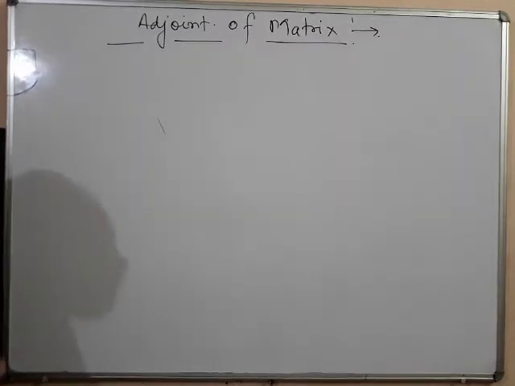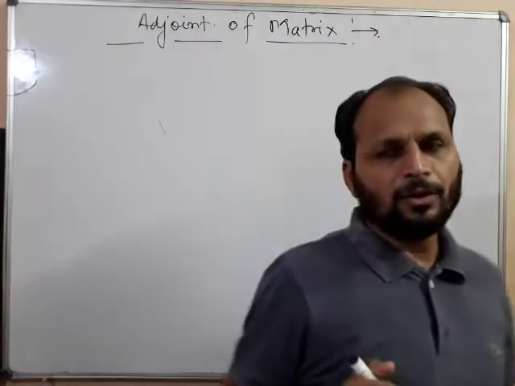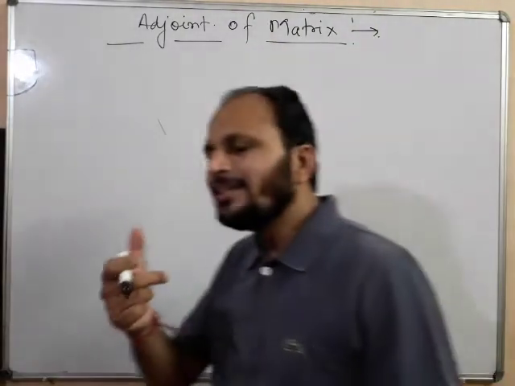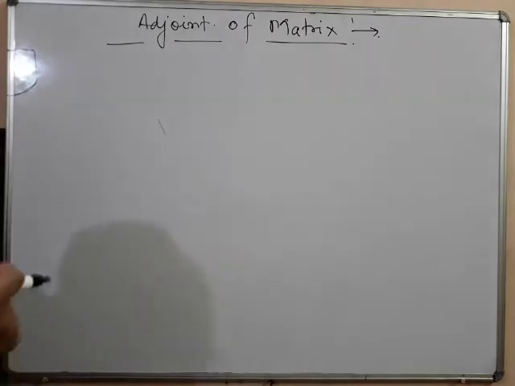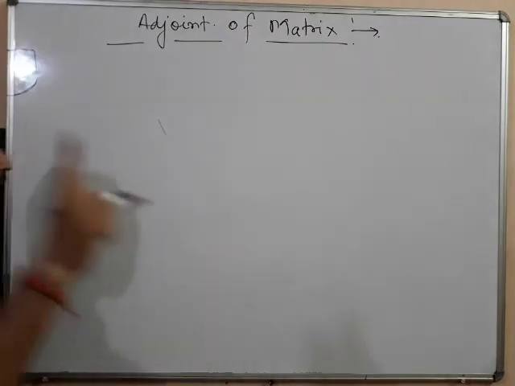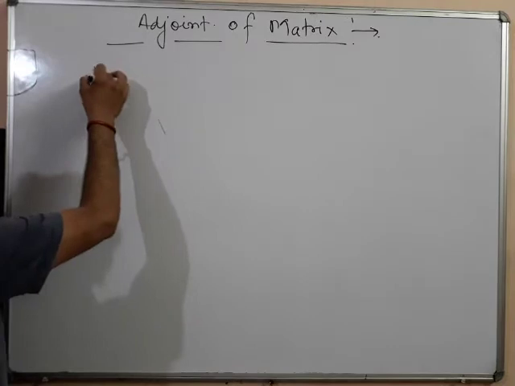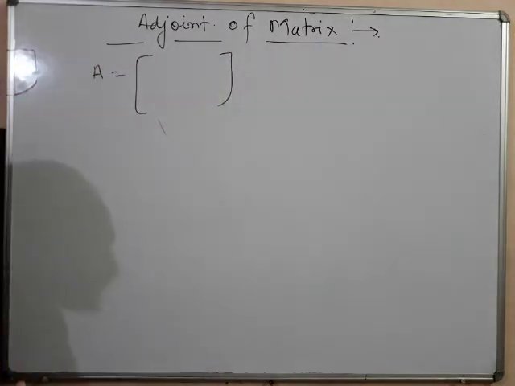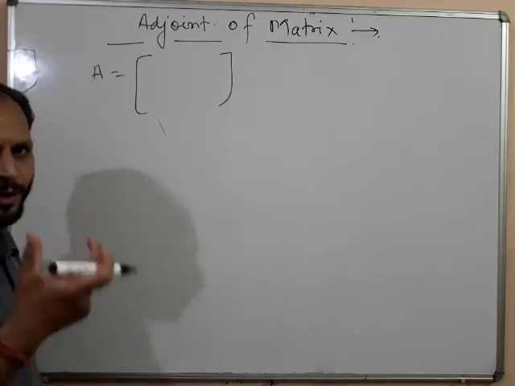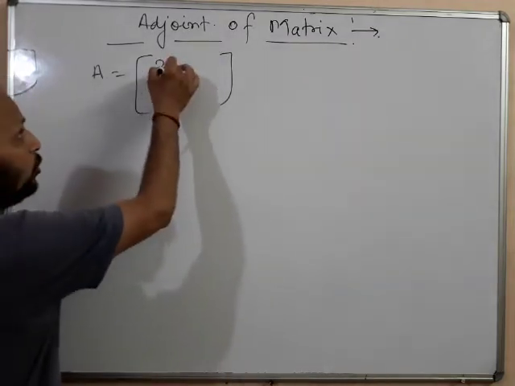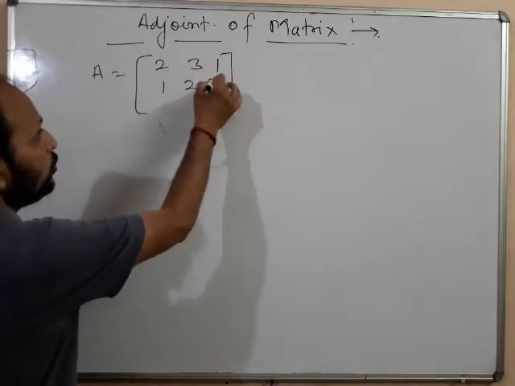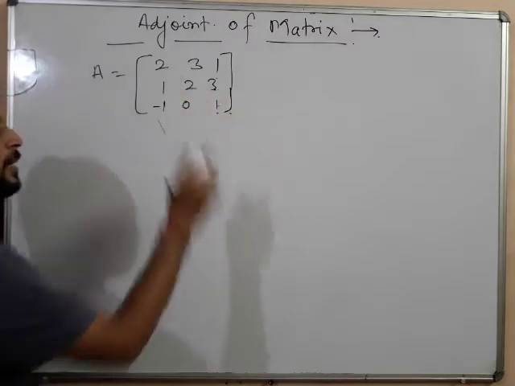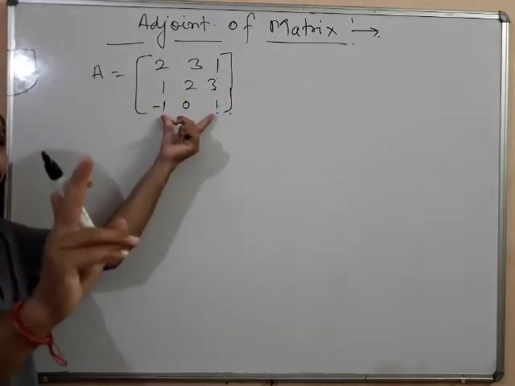Hello students, today our topic is the adjoint of a matrix. What is the meaning of the adjoint of a matrix? If we have any square matrix, it means the number of columns and the number of rows are equal, like 2, 3, 1, 1, 2, 3, -1, 0 and 1. Clear? That is a square matrix.